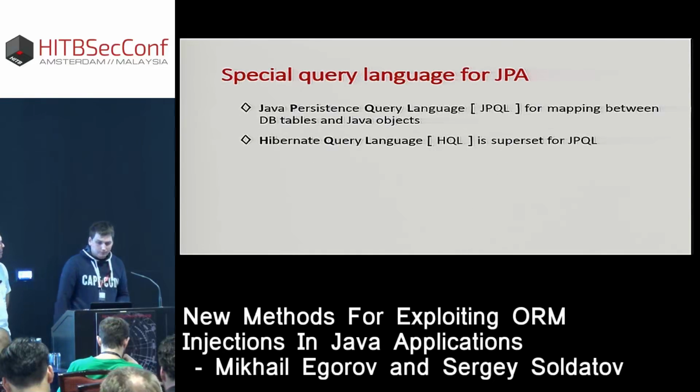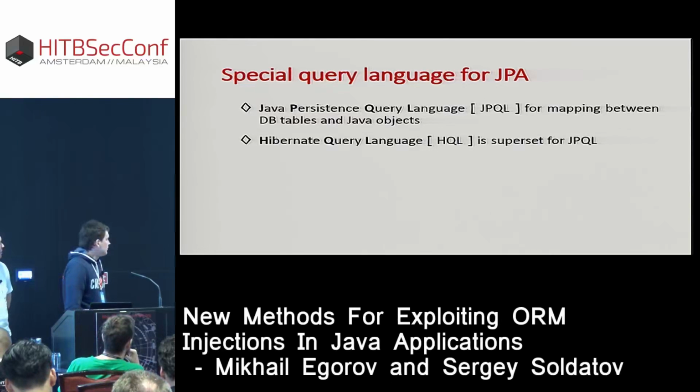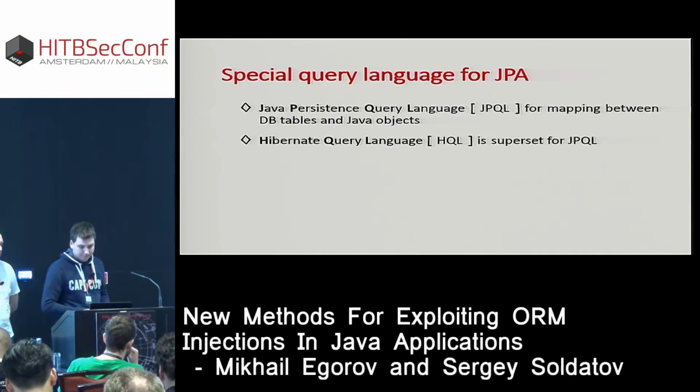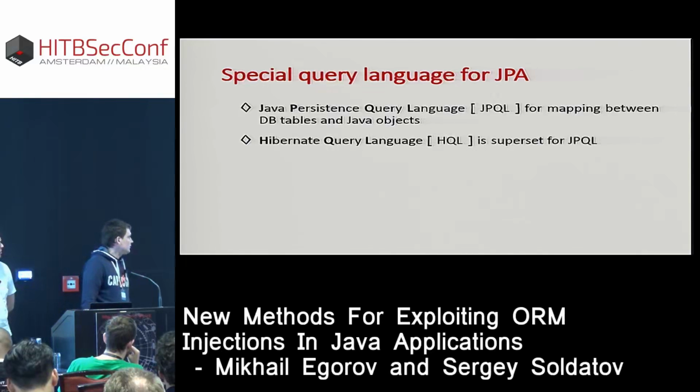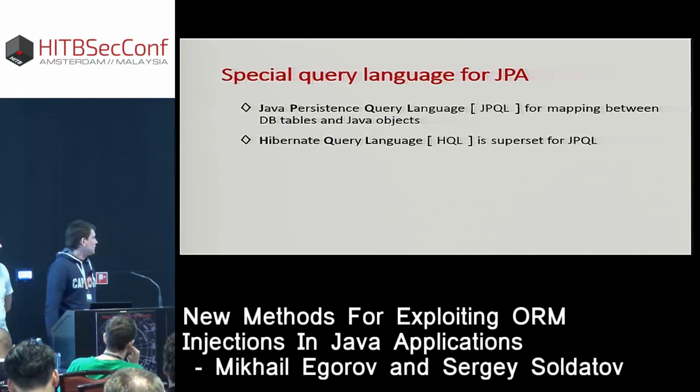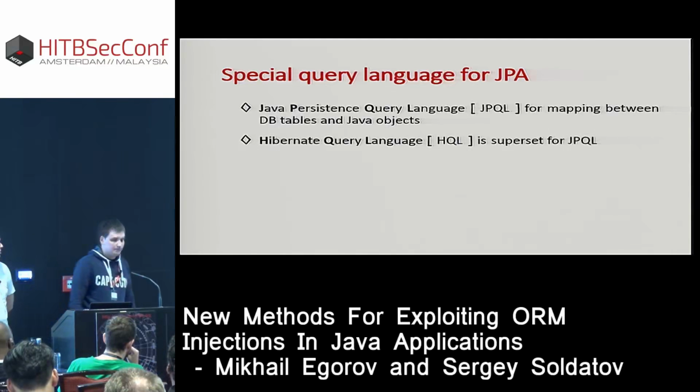ORM libraries utilize a special query language which is called Java Persistence Query Language. It is used for mapping data between database tables and Java objects. And for historical reasons, Hibernate ORM uses a different language, which is called Hibernate Query Language. And HQL is a superset of JPQL.